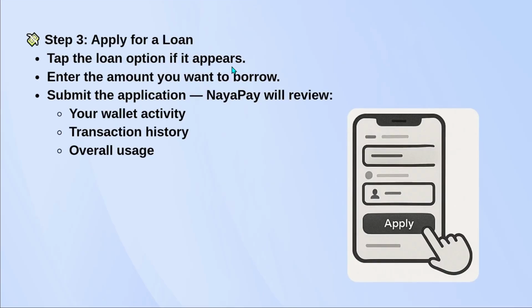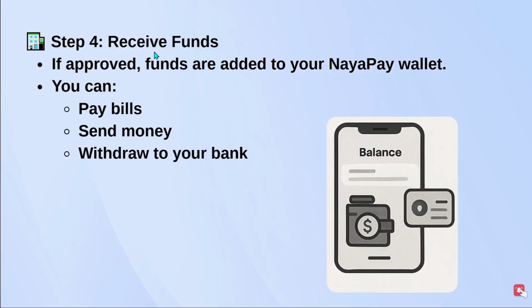You'll be asked how much you want to borrow, and Nayapay will review your wallet activity, transaction history, and overall usage before deciding. If you're approved, the money will be added directly to your Nayapay wallet. From there, you can use it to pay bills, send money to friends or family, shop online, or even withdraw it to your bank account.